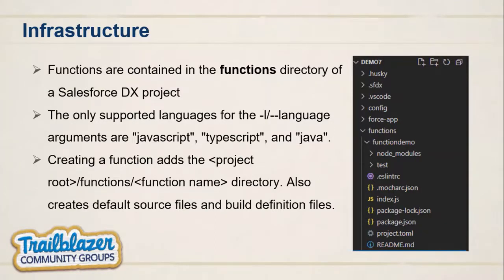This file structure, the base structure of the functions directory and the directory created with the function name, remains the same for any language we choose, but the files within the directory, that is index.js or package.json, will be based upon the language we choose. The only supported languages are JavaScript, TypeScript, and Java. At the time of creating a function, we have an option to choose which language we prefer by passing it as an argument.